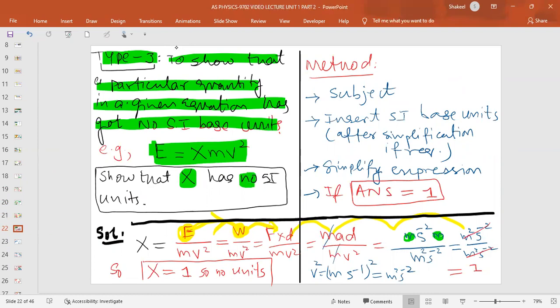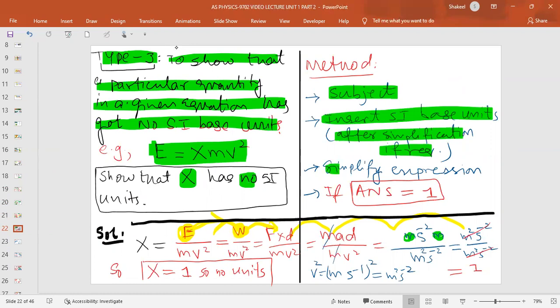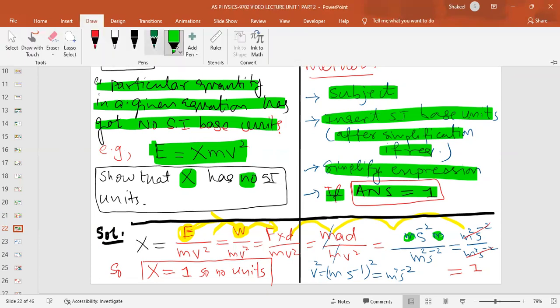So for that, what is the method? You have to make X the subject. You have to insert the SI base units after simplification if required. Then you have to simplify the whole expression. And if your answer is 1, like no unit is left, then you will say that that quantity has no SI base unit.